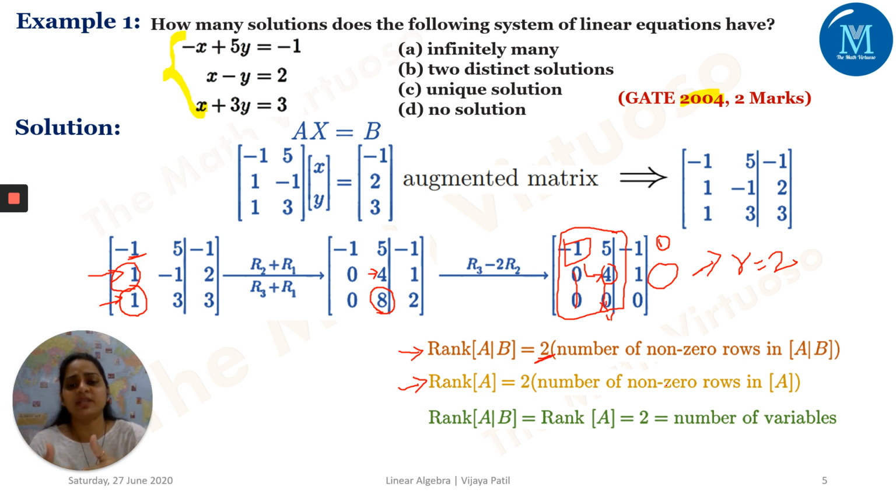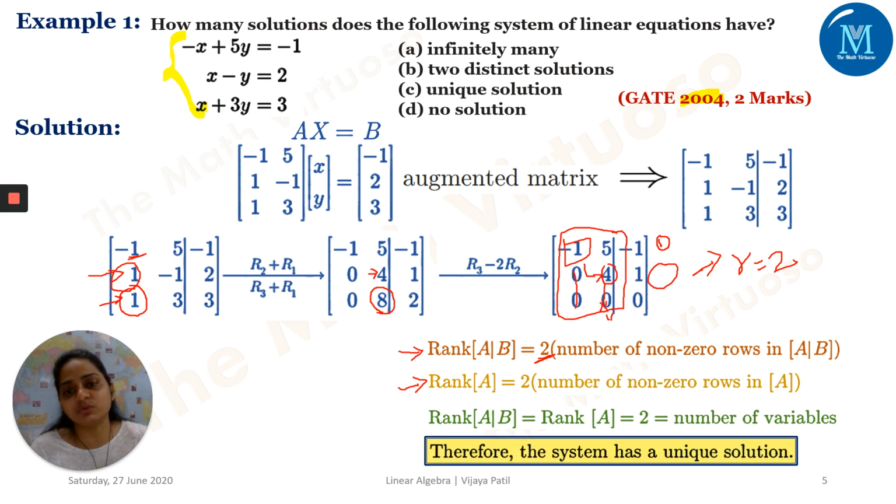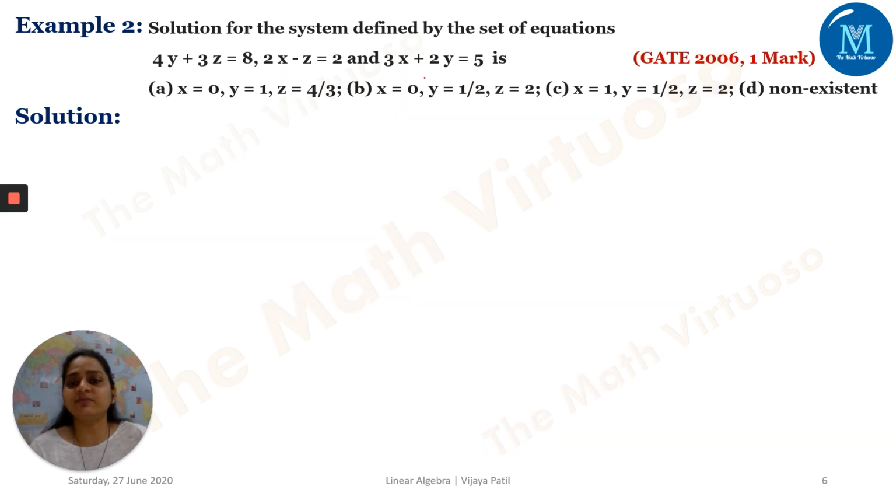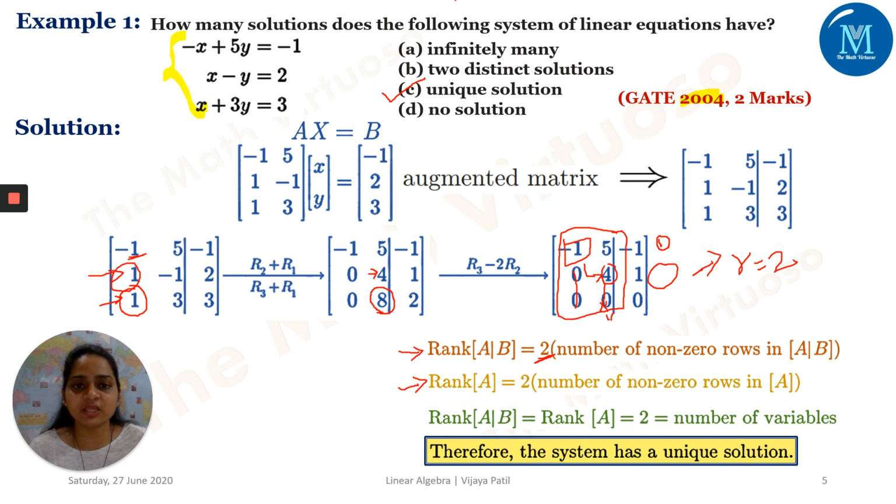So the number of variables is 2, because we have x and y. Therefore n is equal to r, which is equal to rank of A comma B, which is equal to rank of A, which equals 2, and therefore the system has a unique solution. So this is my correct answer, this unique solution, that is, C is the correct option for this particular example, right?